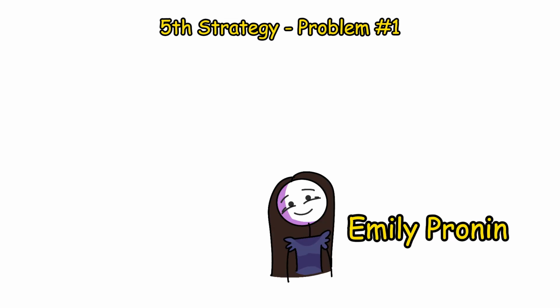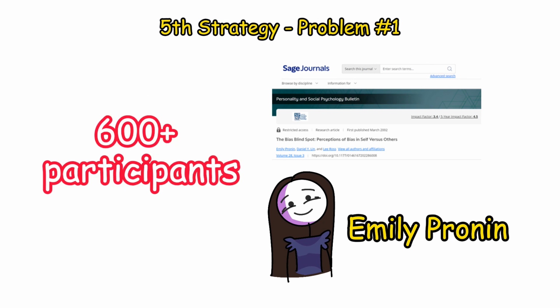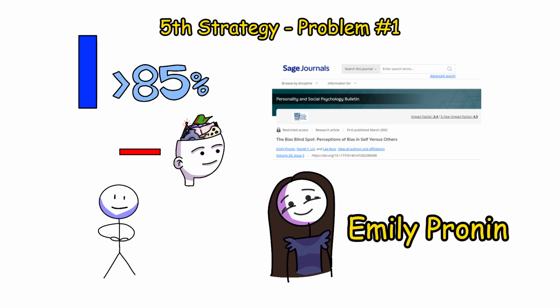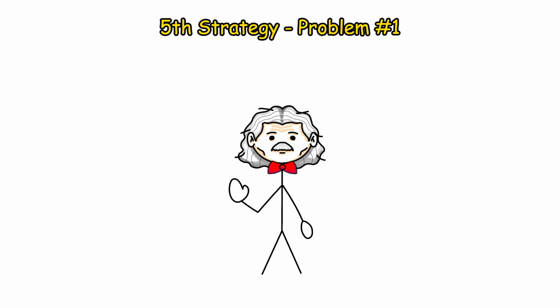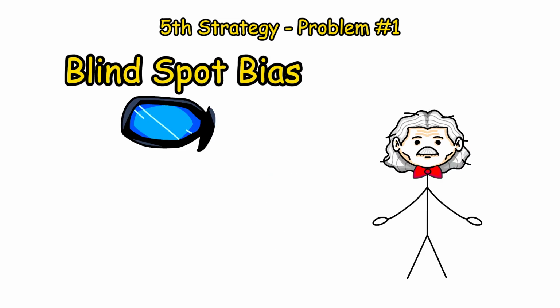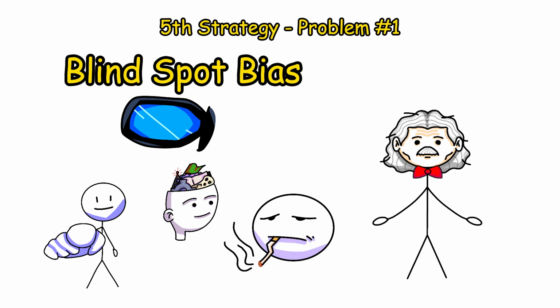Emily Pronin, a psychology professor at Princeton University, conducted a very similar study to the scenario I've just described. Of the 600-plus participants, more than 85% believed they had fewer biases than the average American. Only one person thought they had more. Obviously, this result can't be accurate. About 50% of people should have believed they were below average, and about 50% should have thought they were above average. This demonstrates what is called the blind spot bias, which describes the human tendency to easily recognize biases in others while failing to see the impact of biases on oneself.